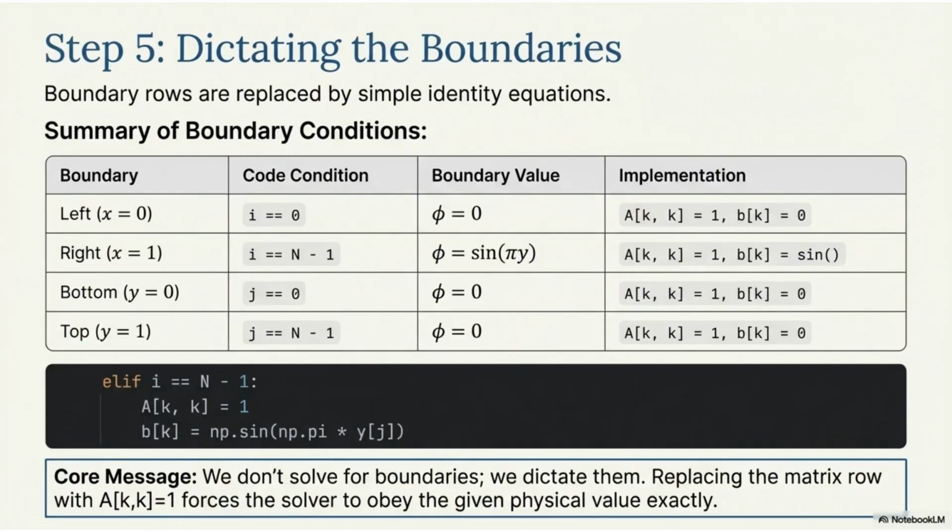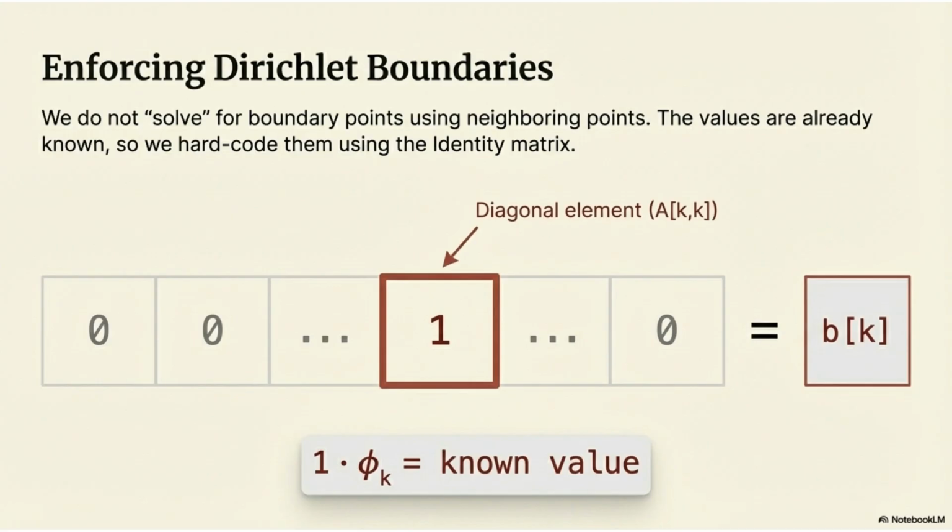Step 5 is dictating the boundaries. Boundary rows are replaced by simple identity equations. We don't solve for boundaries, we dictate them. Replacing the matrix row with A equals 1 forces the solver to obey the given physical value exactly, such as phi equals 0 or phi equals sine pi y. To enforce Dirichlet boundaries, we hard-code known boundary values using the identity matrix. The diagonal element A_kk is set to 1, and the corresponding b_k is set to the known boundary value. This simplifies the equation to 1 times phi_k equals known value.